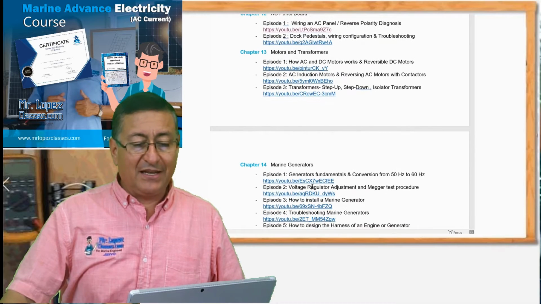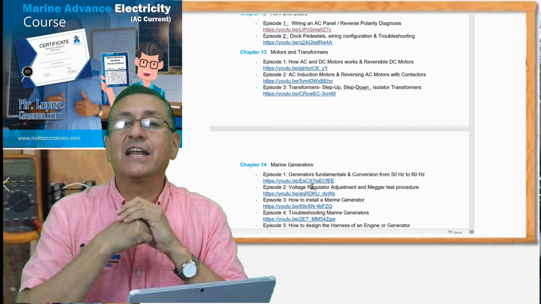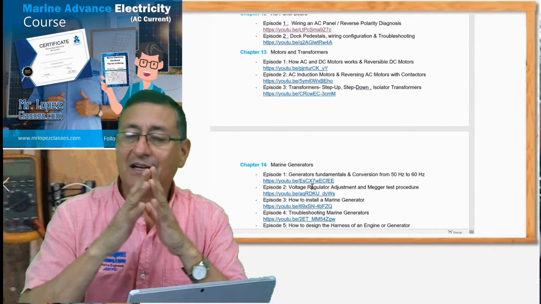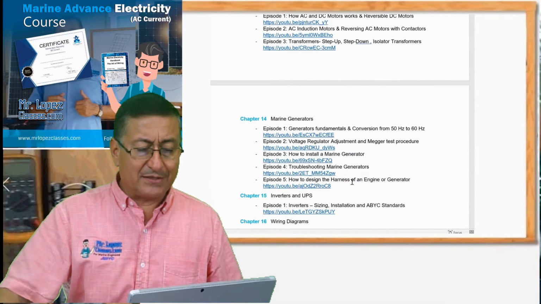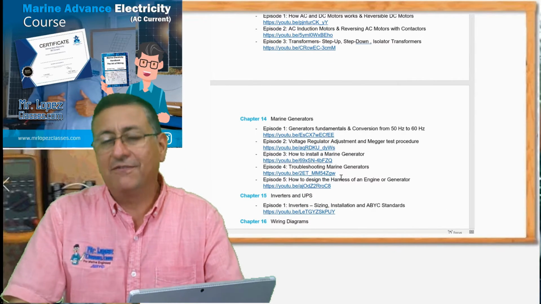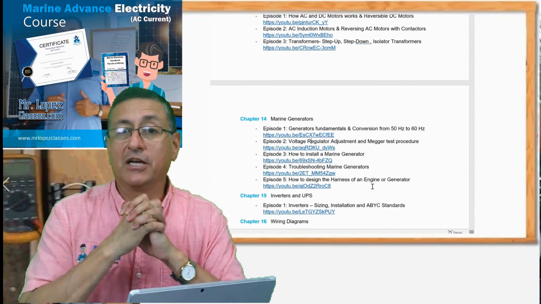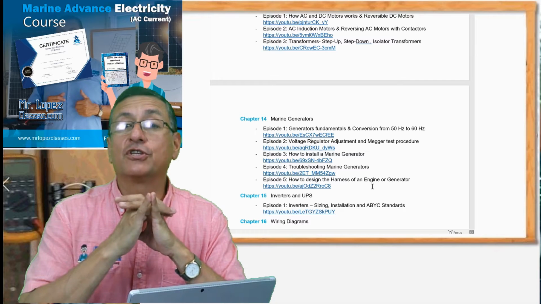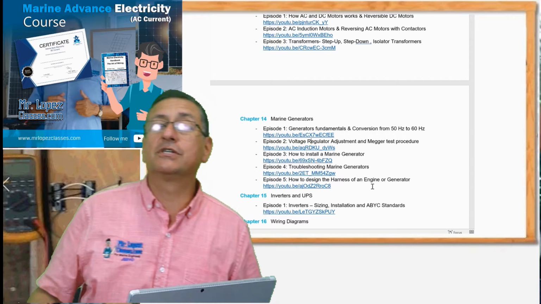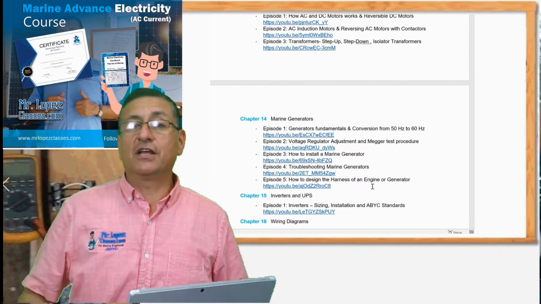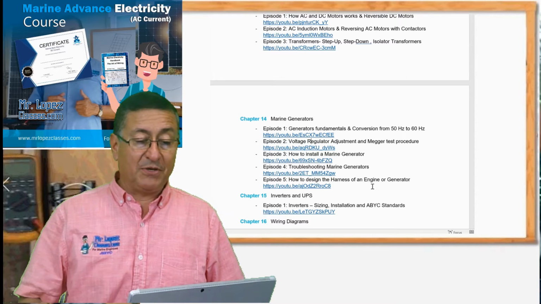In chapter 14, which is one of my best sellers, is generators, and we are going to study the different types of marine generators. There are 5 episodes. I love a group of episodes like chapter 14 dedicated to generators. The first one is the fundamentals of generators and the procedure to convert generators from 50 Hz into 60 Hz. This is episode number 1.